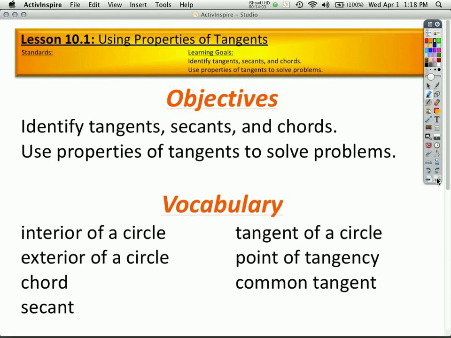So our goals today are quite a few. We're going to be able to identify tangents, secants, and chords, and you already learned some of that yesterday. And we're going to learn how to use properties of tangents to solve some different types of problems.